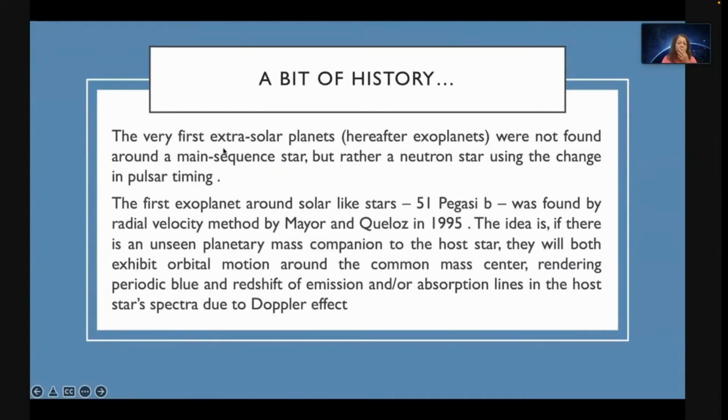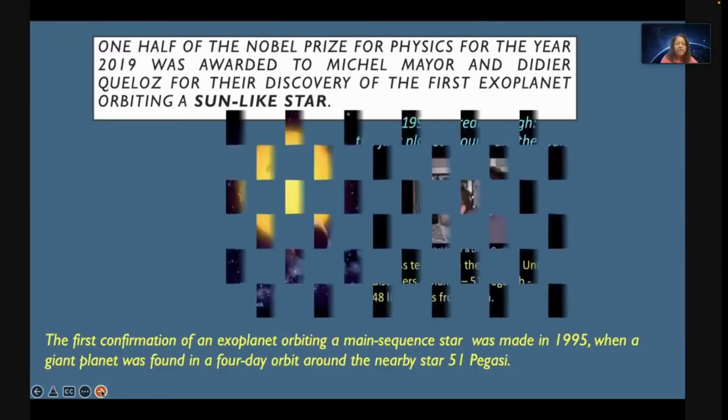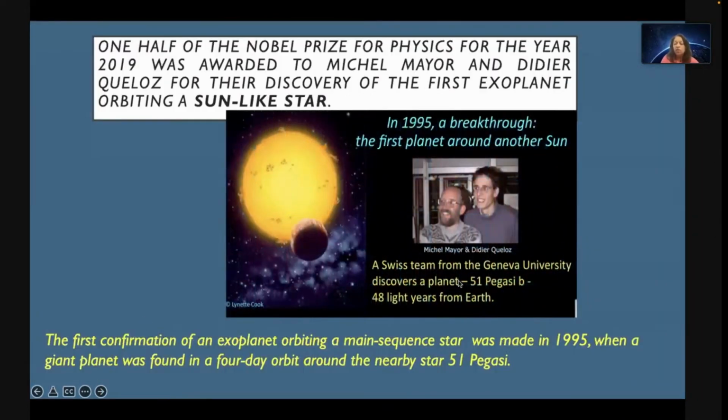So that's the lower limit. Now, a bit of history: the first exosolar planets were basically found using pulsar timings, which is now not so popular, but essentially that was used earlier. And the first exoplanet around solar-like stars was detected by Mayor and Queloz in 1995, for which they got the Nobel Prize. And this was 51 Peg, the exoplanet, which was detected using the radial velocity technique. So that's exactly what Didier and Queloz got the Nobel Prize in 2019 for, the first detection of an exoplanet around a sun-like star, using the radial velocity technique.